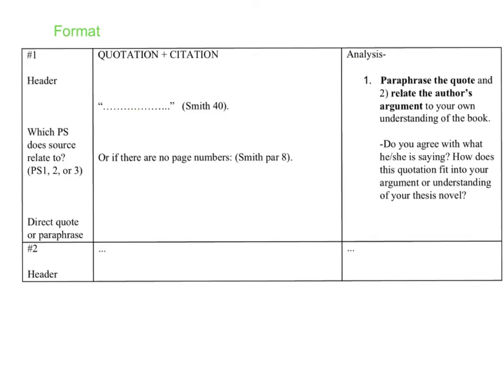The entries for your secondary sources look a lot like the entries in terms of format for your primary sources. The only difference is that in the analysis for the secondary source, you're going to do two things. You're going to paraphrase the quote that you've chosen, and you're going to relate the author's argument to your own understanding of the book, including whether or not you agree with what he or she is saying. Think also about how this quotation fits into your understanding of the thesis novel as a whole.